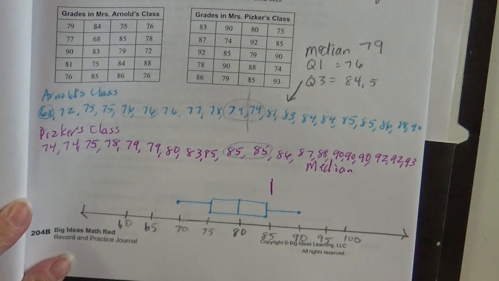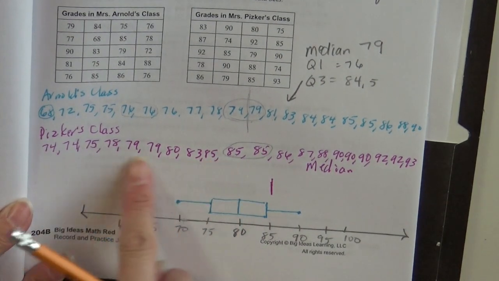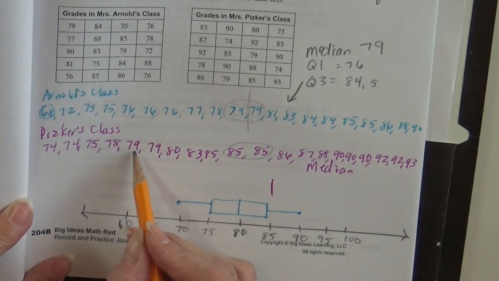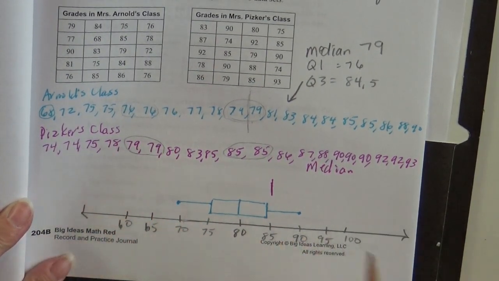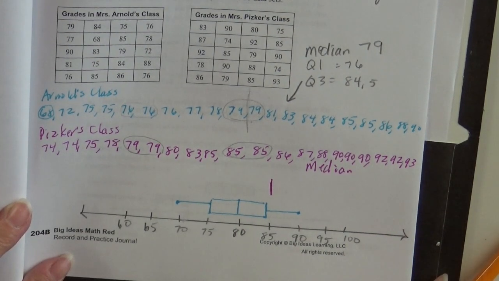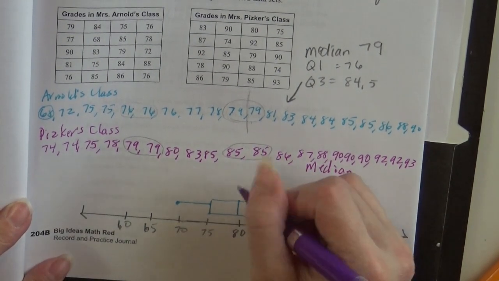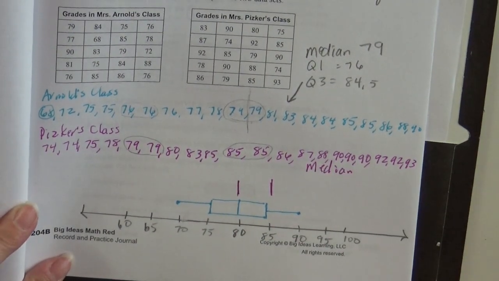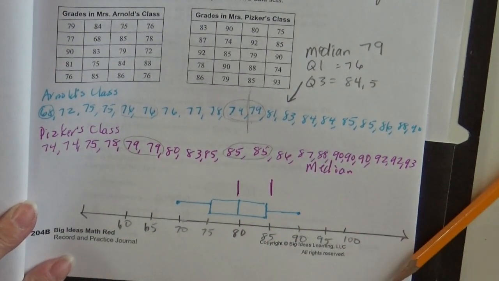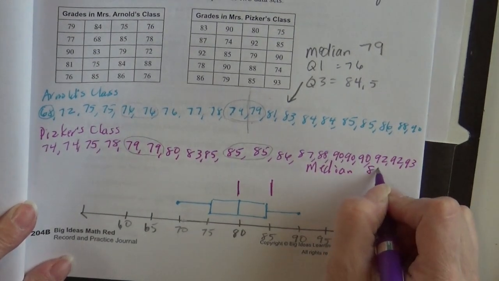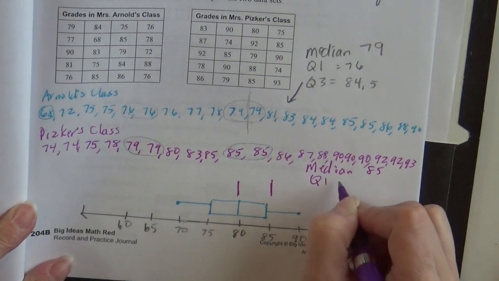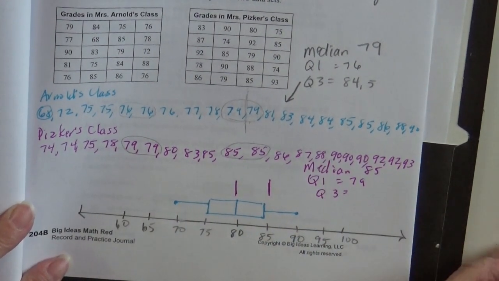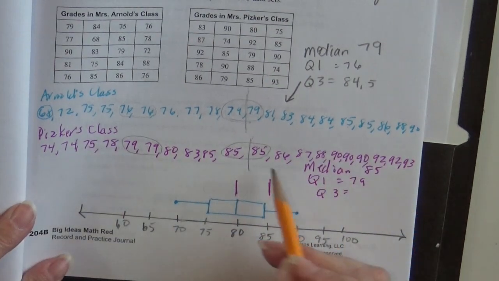Then we need our first quartile. So we're going to find the median of the first half of the data. 1, 2, 3, 4, 5. It'll be between 5 and 6. The median of 79 and 79 would be 79. So I can put that in here. That's quartile 1. Okay, my median was 85. And my quartile 1 was 79. And my quartile 3, I'm going to find that next. So I'm going to start there.